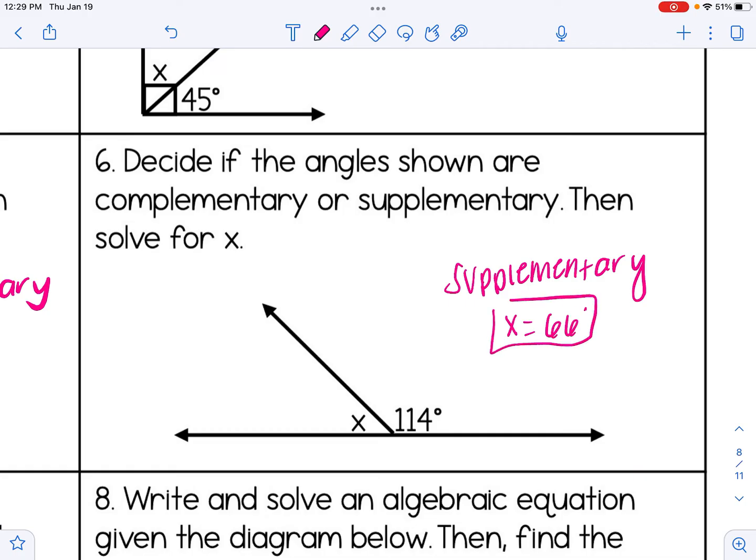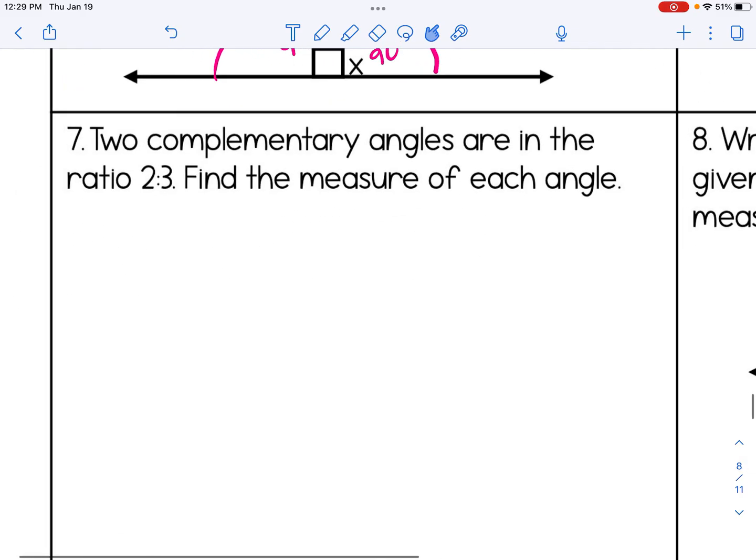Okay. Now let's take a look at a couple that require a little bit of algebra. So number 7 says 2 complementary angles are in the ratio 2:3. Find the measure of each angle. So the key thing we first want to look at is, are we talking about complementary or supplementary angles? We see the word complementary. I know somewhere in this problem that I'm going to have to use 90 degrees.